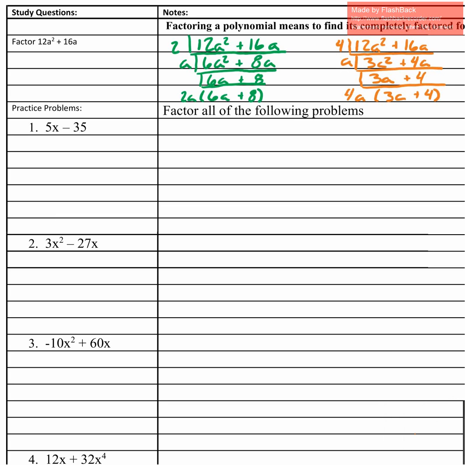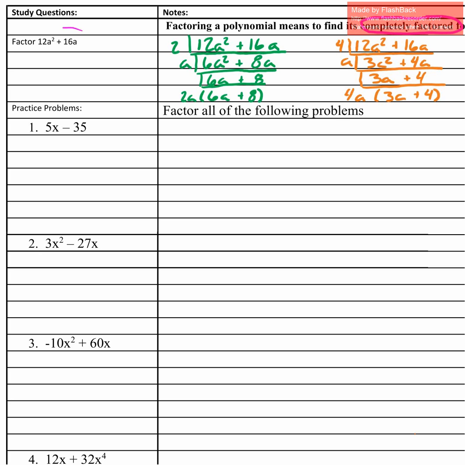Hey, back again. I'm going to complete this part B of the Cornell notes of factor by GCF. So I'm just going to go through a couple examples that will hopefully help support you as you go through these practice problems. So first I just want to talk about factoring completely and making sure that it is completely factored.